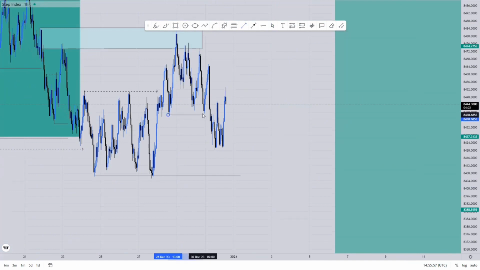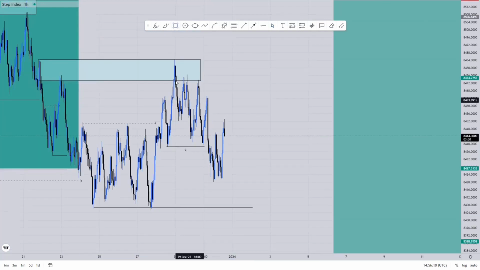That's a change of character there, meaning we're now coming down. Us coming down, does it mean you just buy, sell anywhere? No. That one was mitigated. That one was mitigated. That one was mitigated. That one was not mitigated.